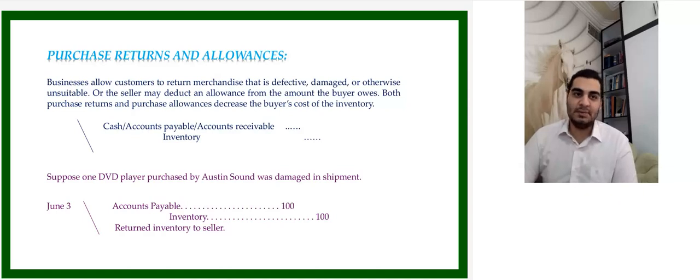For example, one DVD player purchased by Austin Sound was damaged in shipment. So on June 3rd, our accounts payable is debited for $100, and of course our inventory is credited for another $100 because they returned it, so our inventory decreases.